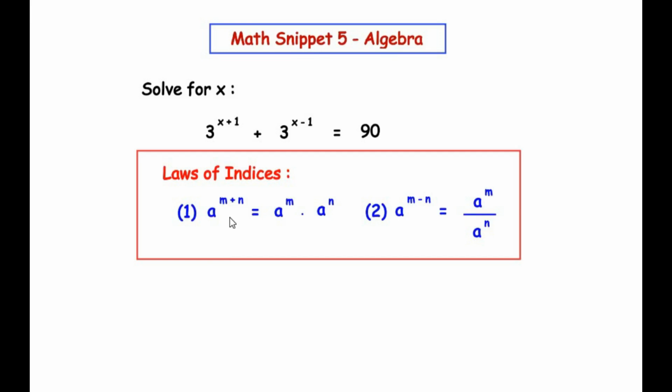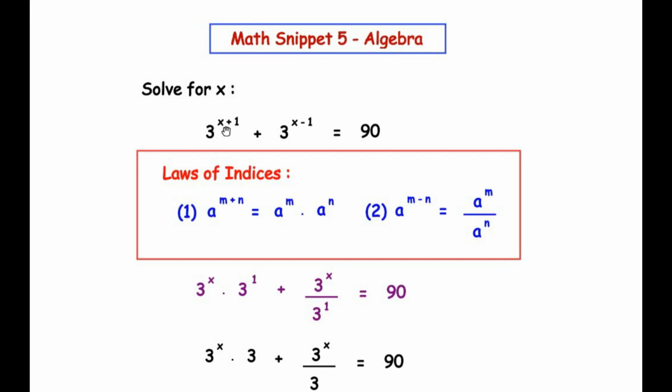So here basically we need just two laws of index. The first one is a to the power of m plus n is equal to, now if there is addition in the powers, it changes into multiplication, that is a to the power of m times a to the power of n. Now a represents the base and m and n represents the powers or exponents. And the second law we are going to use here is a to the power of m minus n, which changes as a to the power of m over a to the power of n.